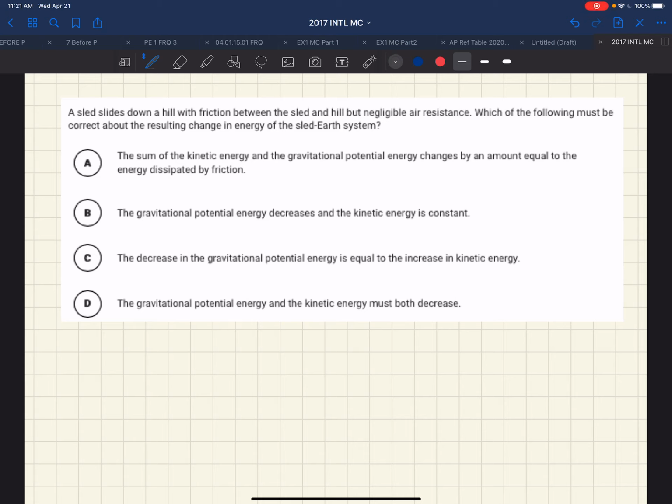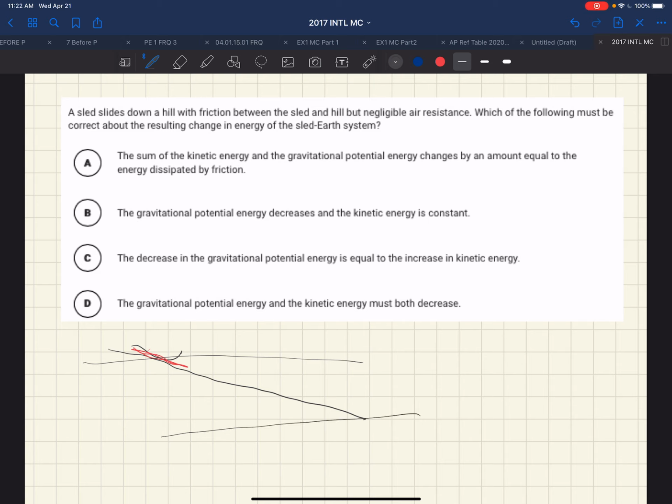In this question, we have a sled sliding down a hill, like so, and there is friction between the two, but no air resistance. What must be the correct change in energy of the sled-Earth system?